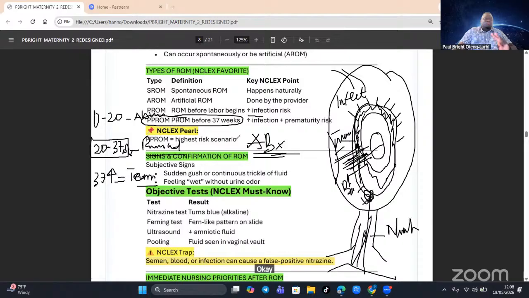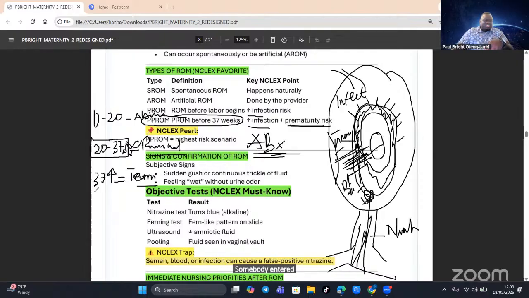Okay. You have 2 troubles, 1 gone. There is a higher risk that your uterus will start contracting. Okay, here. So it can cause prematurity or premature birth. Then also infection risk.